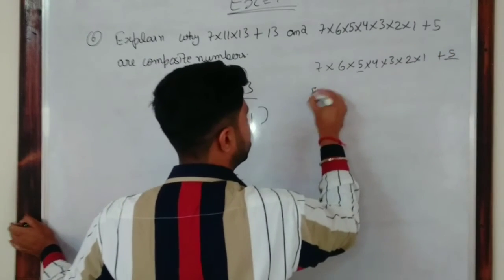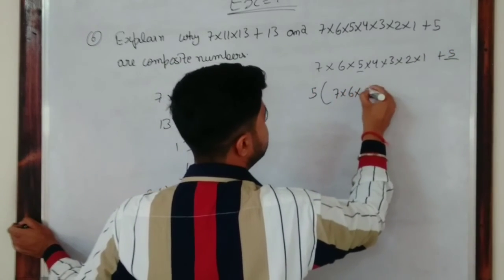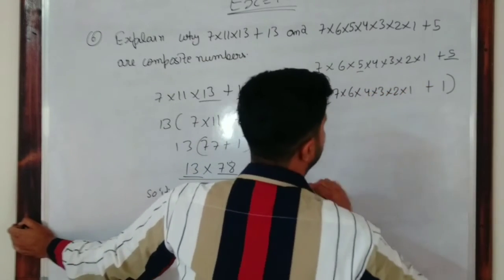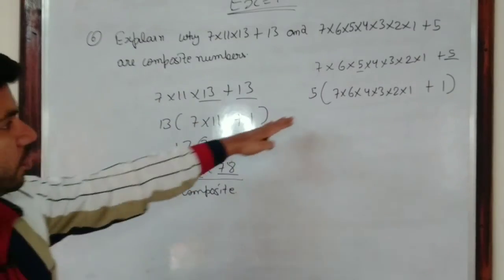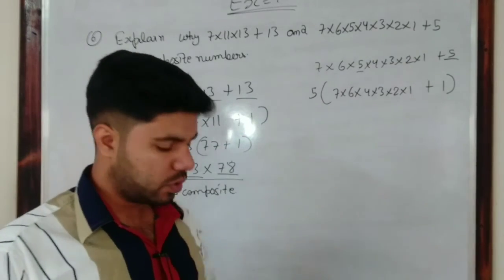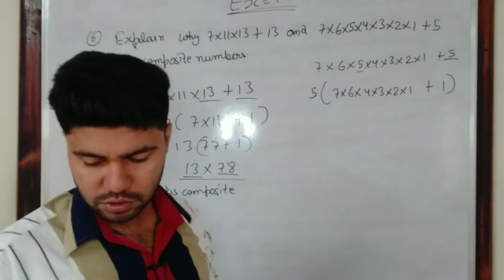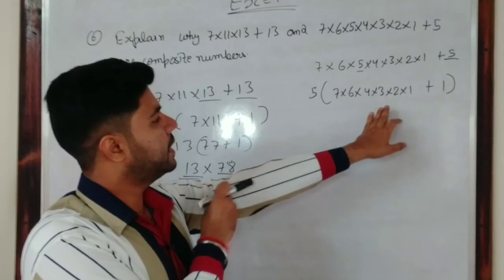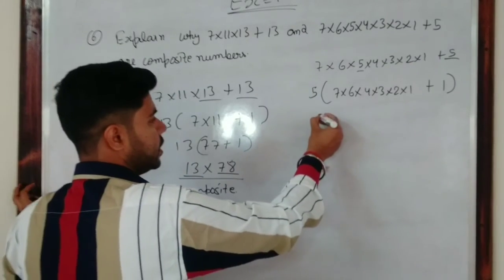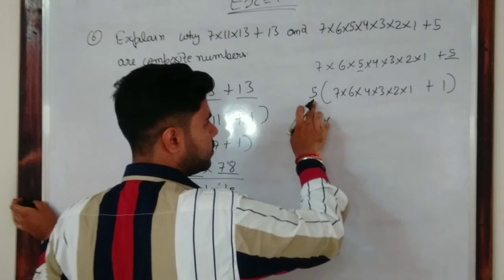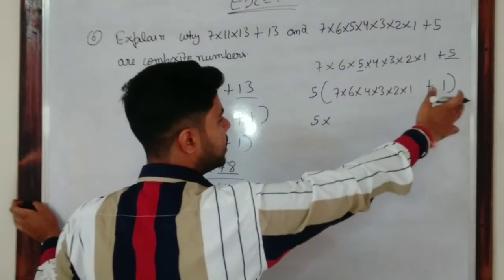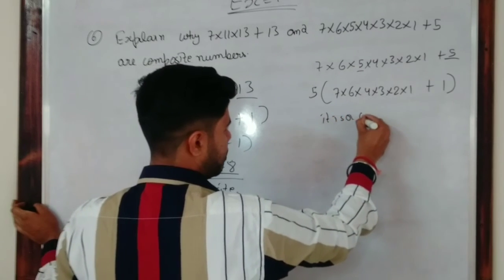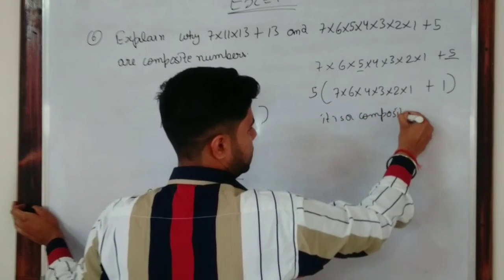out the 5 common, and here is 7 into 6 into 4 into 3 into 2 into 1 plus 1. For a similar reason, we don't need to multiply these numbers because it increases the length, and this question is hardly 1 or 2 marks, so you need not multiply these terms. Simply it is divisible by 5 or by itself or by the multiplication of this number, so it is a composite number.